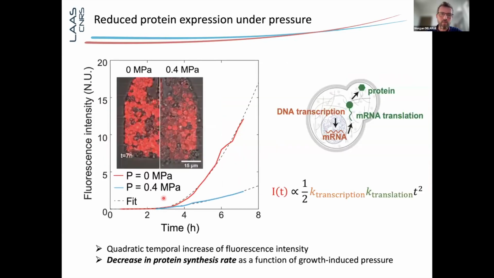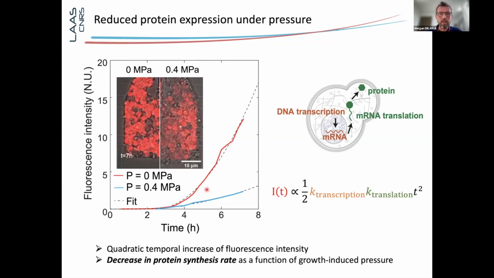And you could appreciate from the movies that when the cells are under pressure, they accumulate the proteins, the biomass, much slower than when the cells don't have any pressure. And that's very important for us because for cells to grow, they need to accumulate biomass. So it means that the decrease in growth that we observe is basically related to a decrease in biosynthesis.